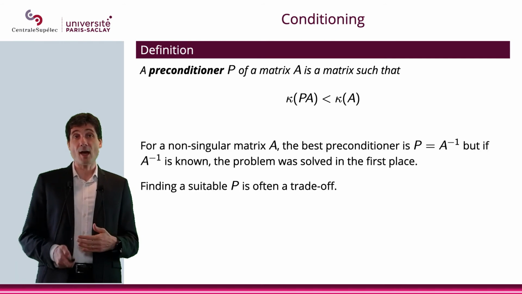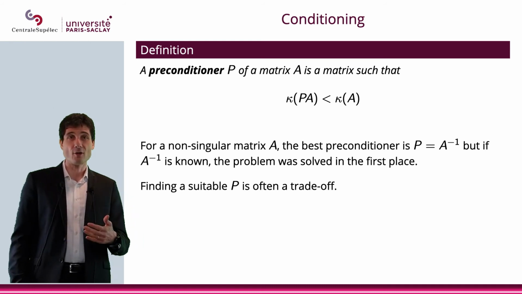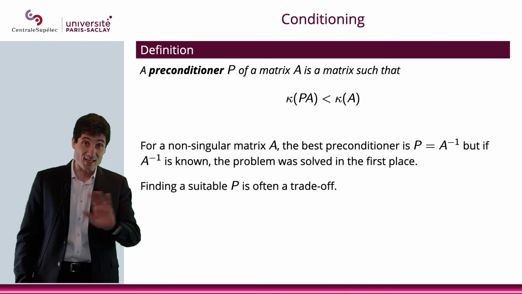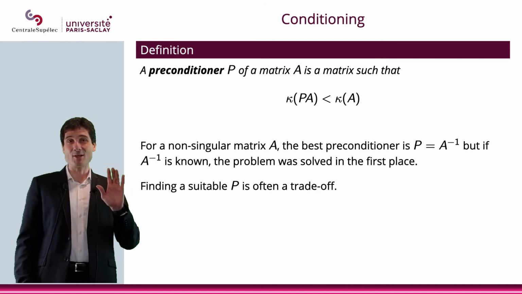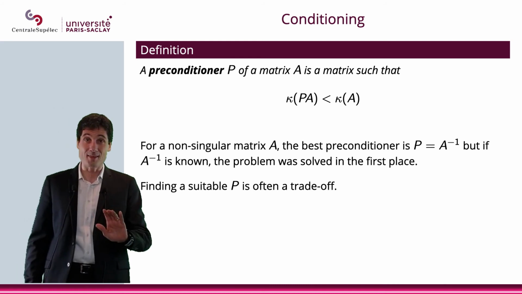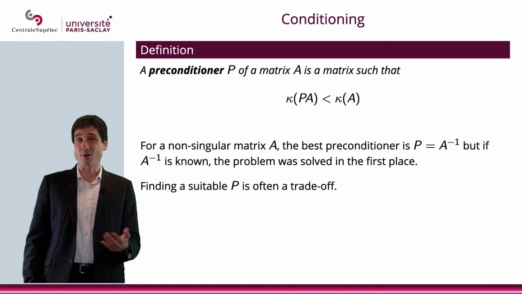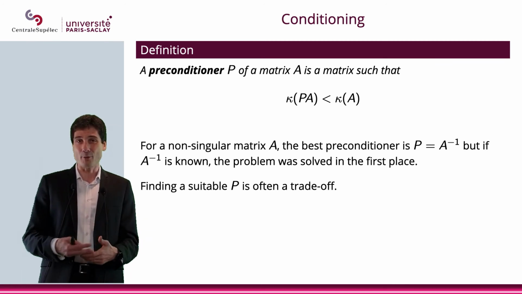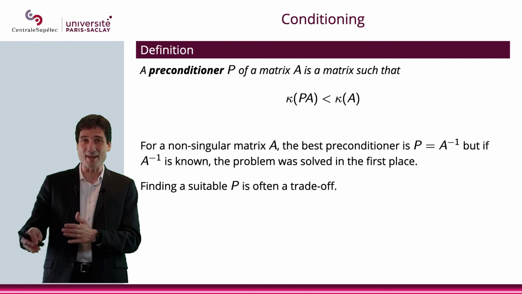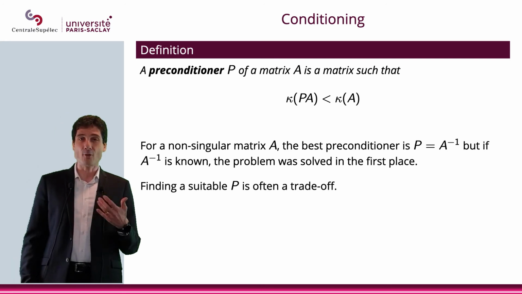Now, of course, if you have a non-singular matrix, the best possible preconditioner is going to be the inverse of A. I mean, that's the best preconditioner you can get because A inverse times A is the identity, and I'm sure that the condition number for the identity is 1. But of course, if you know the inverse of A, then there is not really a point in solving your linear system to begin with, right? You just apply A inverse to b. So you don't know what A inverse is, and that, of course, is a problem.